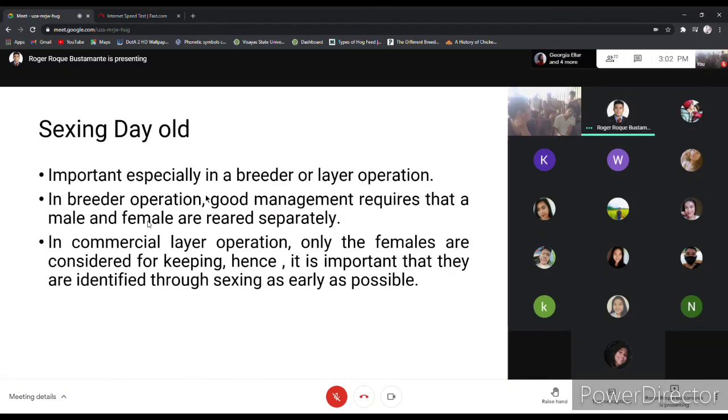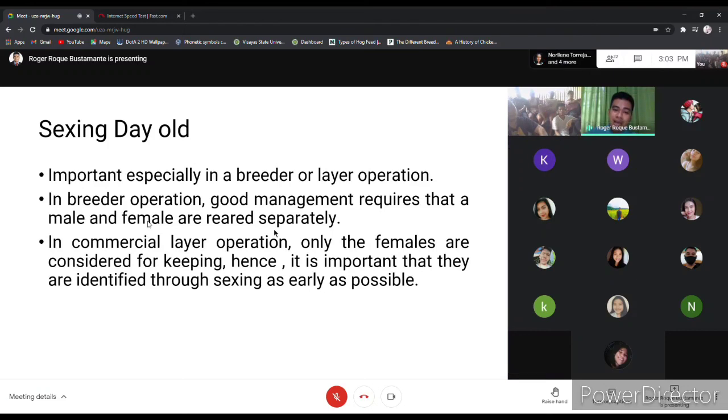So you need to consider that when you are managing breeders, since male and female have distinct characteristics. Considering those characteristics will give you a good plan, no? Because you will be managing them efficiently. So in commercial layer operation, only females are considered for keeping. Hence, it is important that they are identified through sexing as early as possible.